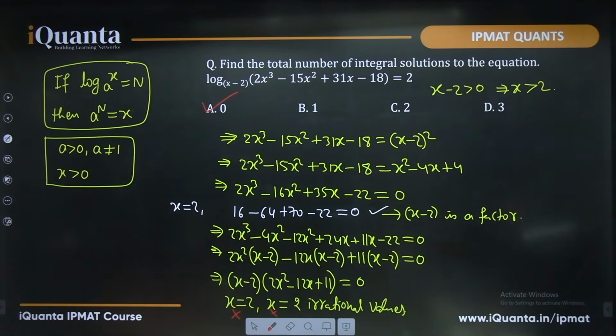Who got 0? Almost no one except Vaibhav. Vaibhav got the correct answer. Arshdeep got the correct answer. Okay, chalo, good. Guys, stop spamming the chat.